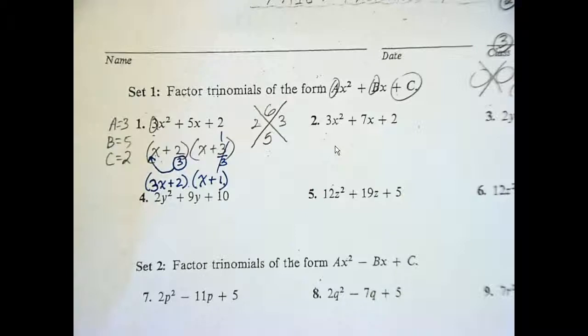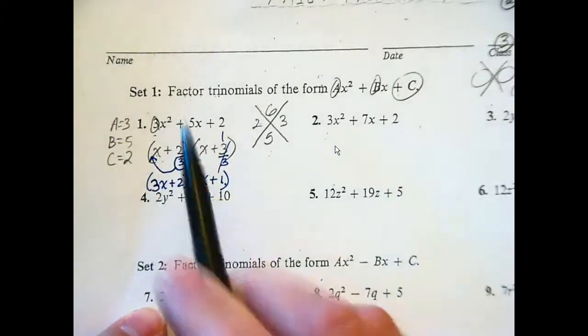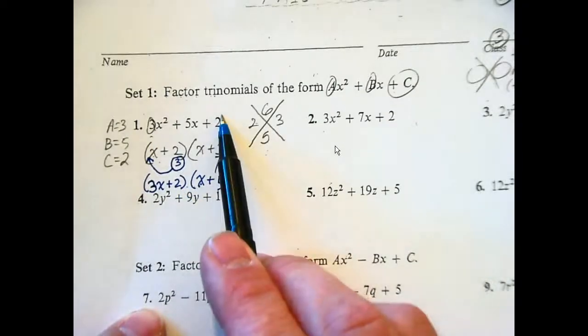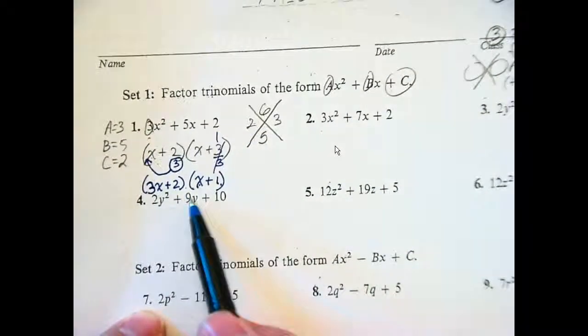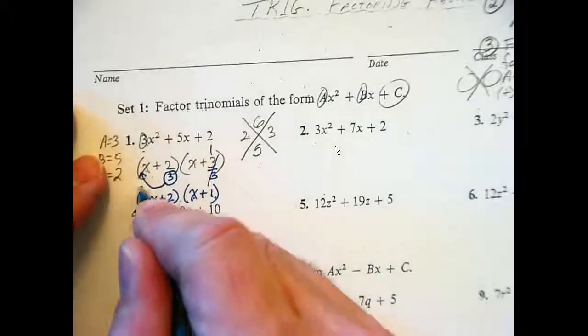Okay? I even sometimes do it faster. I just say the front times the front is 3x squared and the back times the back is 2. So I'm good with those two, and then if I want, I can do the inner and the outer. Okay? That's it. We're done.